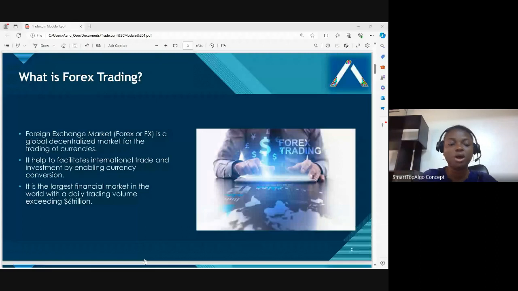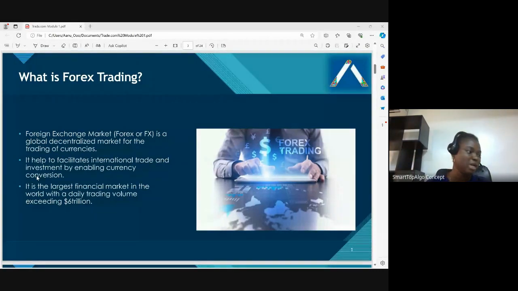So, let's continue. As I said, it helps to facilitate international trade. Now, why do we say it helps to facilitate international trade? When we talk about currency, what exactly does it mean? It means that you are trying to trade different countries' currency against another. Now, let me use an example. And this is exactly Forex.